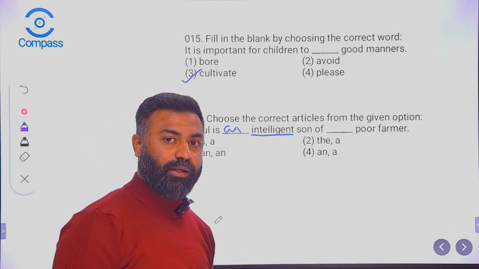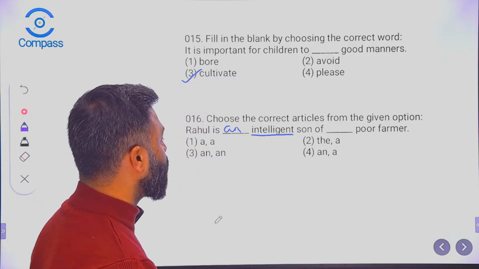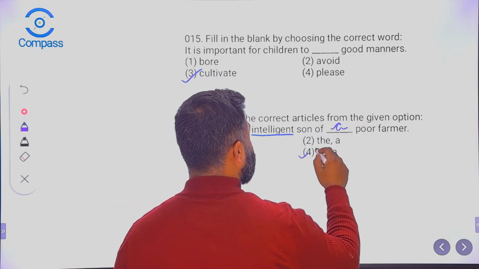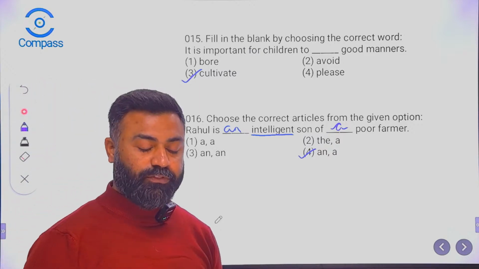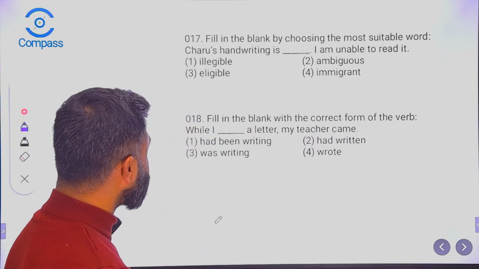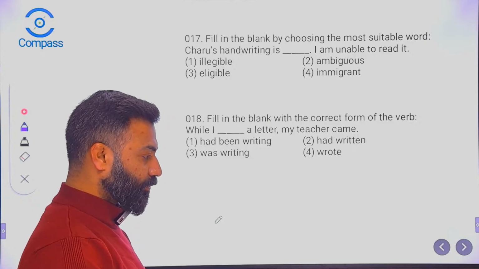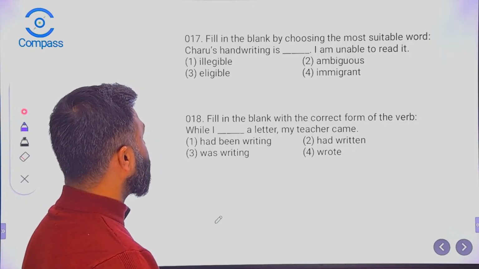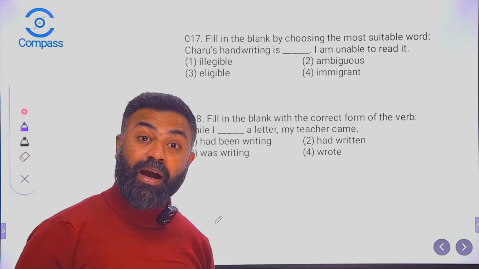So what do you think? The poor farmer, or is it a poor farmer? So it has to be a poor farmer. So that's the right option. Rahul is an intelligent son of a poor farmer. So that's the right option. Okay, let's proceed forward. Question number 17. All right. Fill in the blank by choosing the most suitable word. Charu's handwriting is dash. I'm unable to read it.